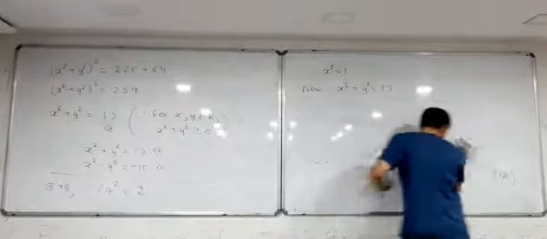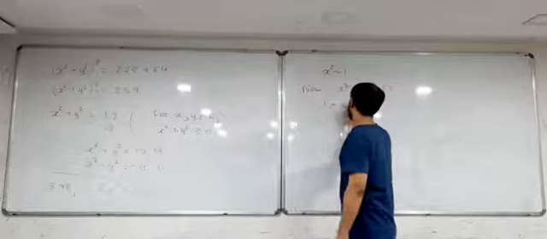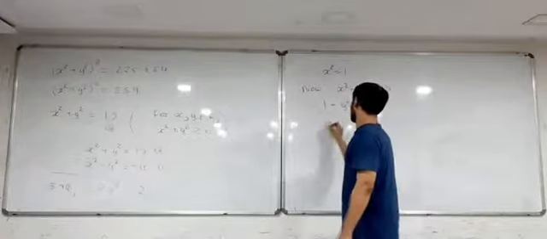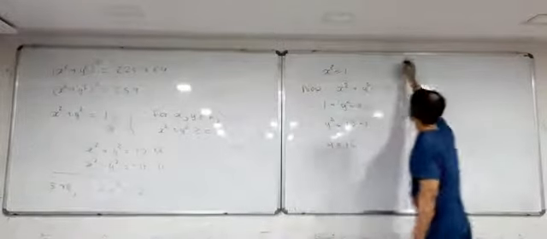So x square is 1, y square is 16. Almost there is the answer. So therefore 1 plus y square is 17. So y square is 17 minus 1. So y square is 16.